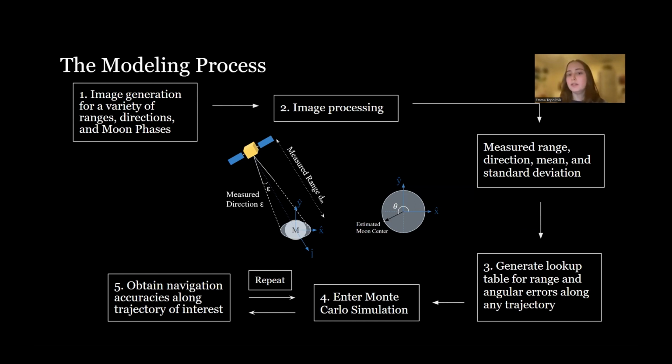From the image processing, we can generate a lookup table of the results and an interpolation approach to model these errors obtained from the image processing along any trajectory of choice. From there, we can enter a Monte Carlo simulation for random theta values using data from the lookup table, which implements a Kalman filter. From there, we obtain the navigation accuracies along the trajectory of interest, and then we repeat for any other trajectories.